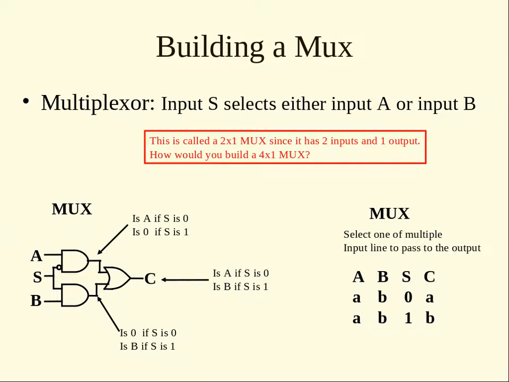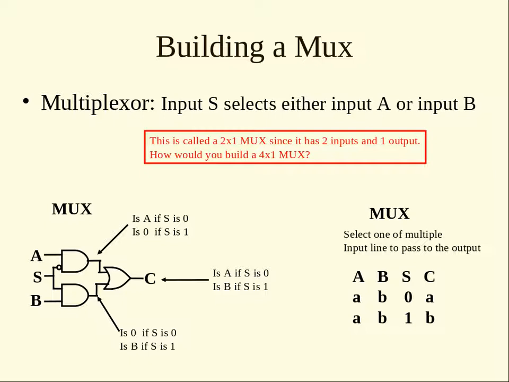This is called a 2x1 mux, since it has 2 inputs and 1 output. Before we answer that next question, what's the gate delay? 5 if you include the NOTs, or 4 if you don't. 5 or 4.